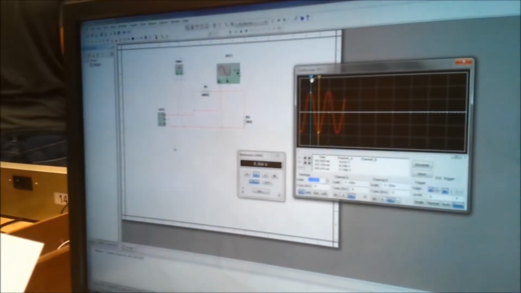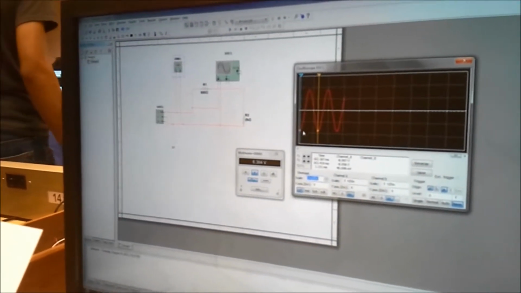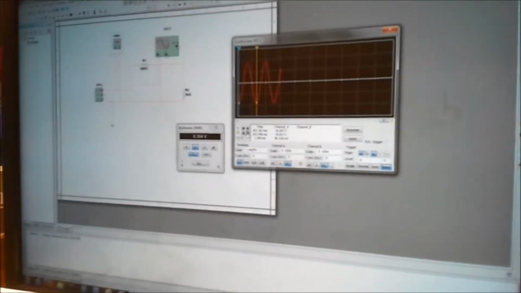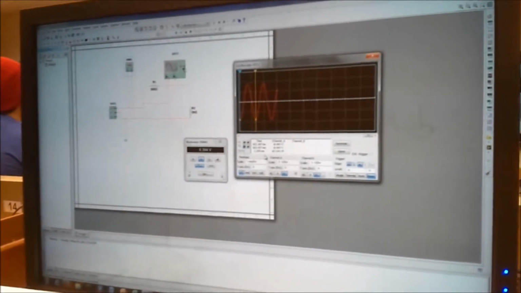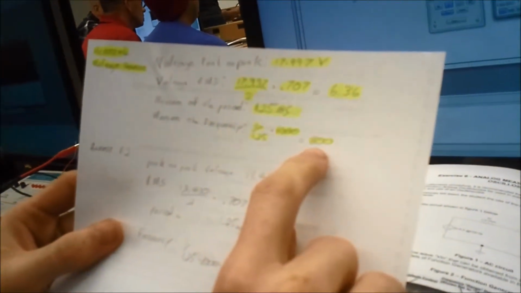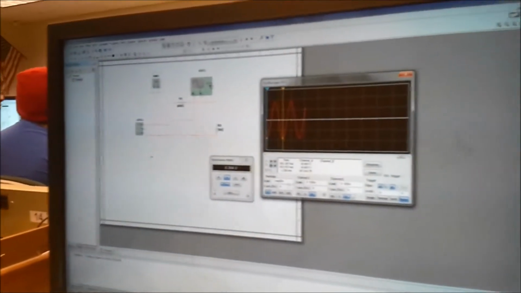To get the measurement of the period, we just capture one cycle with the cursors, and that gives us 1.25. That's in milliseconds. To get the frequency, we divide 1 by that and multiply by 1,000, and we get 800 hertz, which is cycles per second. And that's how we do it before the resistors.